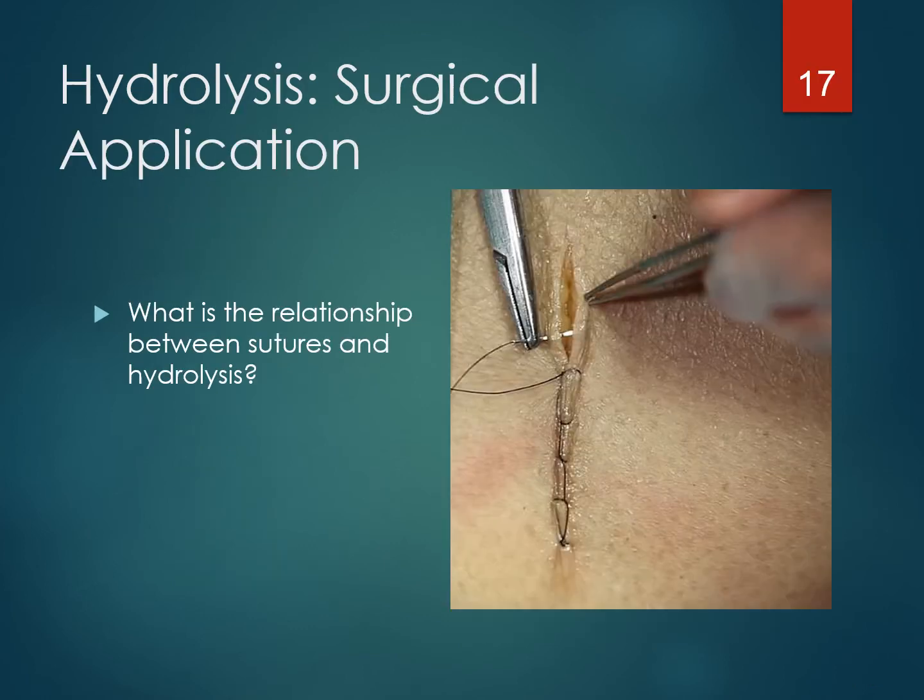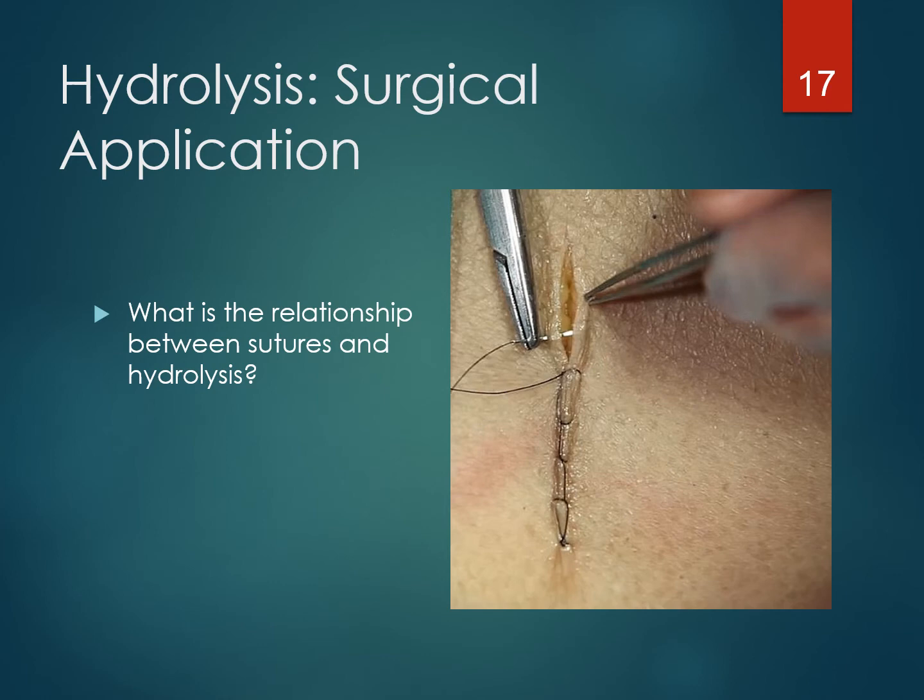As discussed on the previous slide, hydrolysis is the process that the body uses to break down different types of sutures in the body. Now, not all sutures are broken down readily in the body. There are two different types of suture materials. There are ones that we consider absorbable that break down in a reasonably short amount of time, whether it's a few days or a few months.